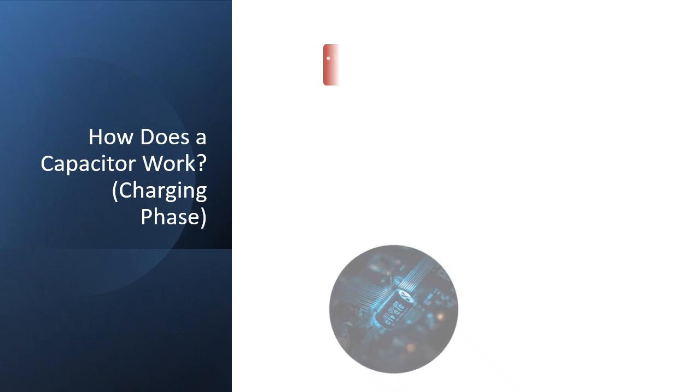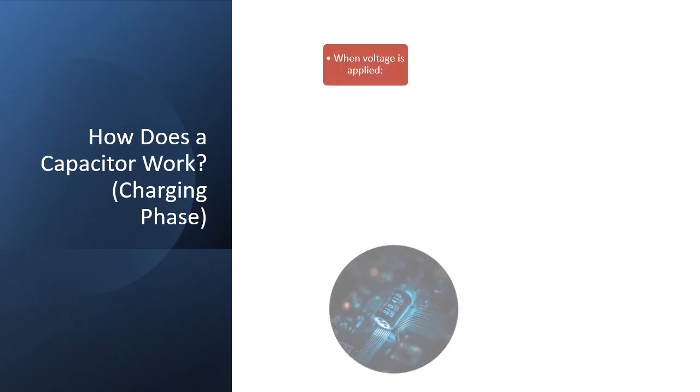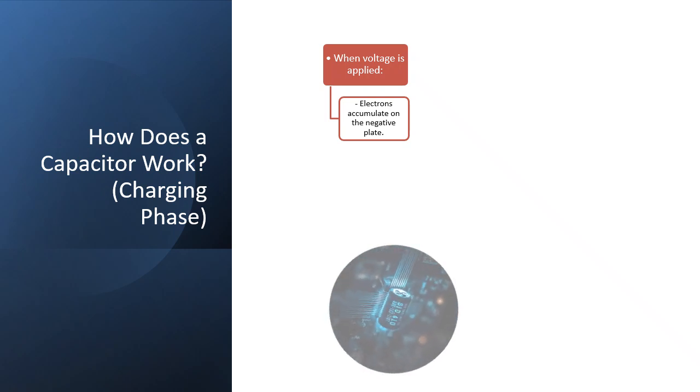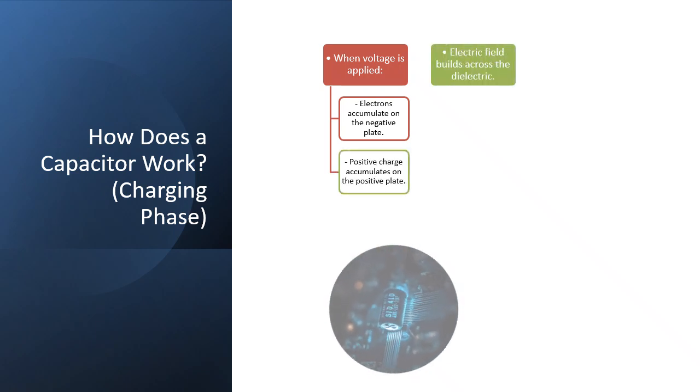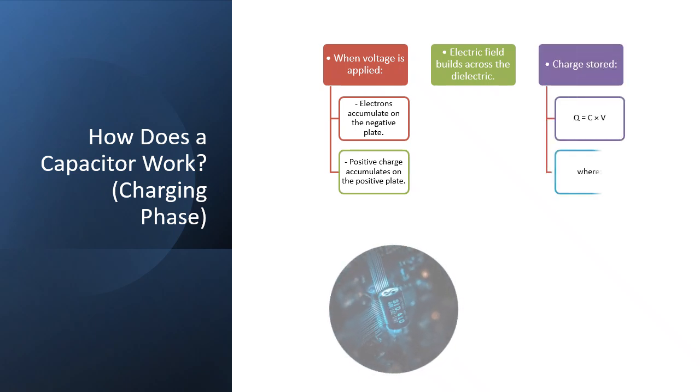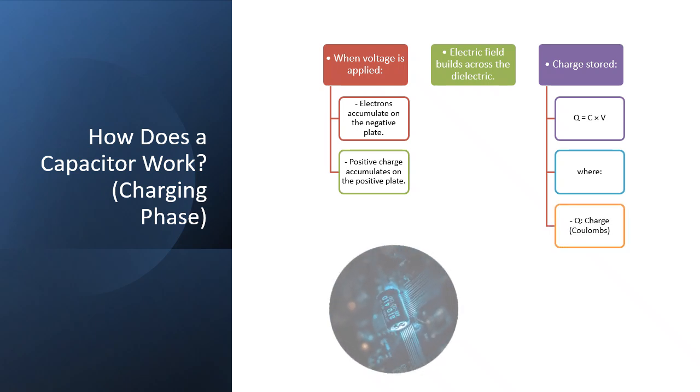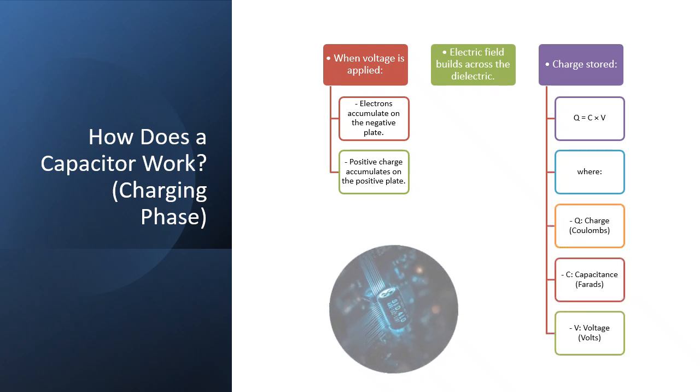How does a capacitor work? Charging phase. When a voltage is applied across the capacitor's terminals, electrons accumulate on the negative plate, while positive charge accumulates on the positive plate. This creates an electric field between the plates. The relationship between the charge stored and the voltage applied is defined by the formula Q equals C times V, where Q is the charge in coulombs, C is the capacitance in farads, and V is the voltage in volts.